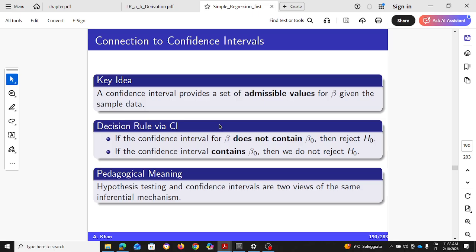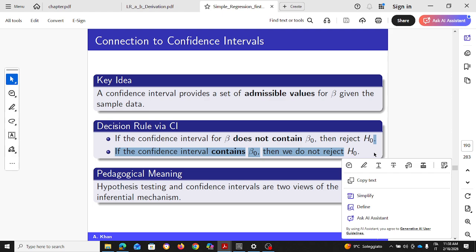In the case of the confidence interval, for example, if the confidence interval for beta does not contain the value we fixed a priori, beta naught, then we reject the null hypothesis. If the case is opposite, we don't reject the null hypothesis. Is it clear?